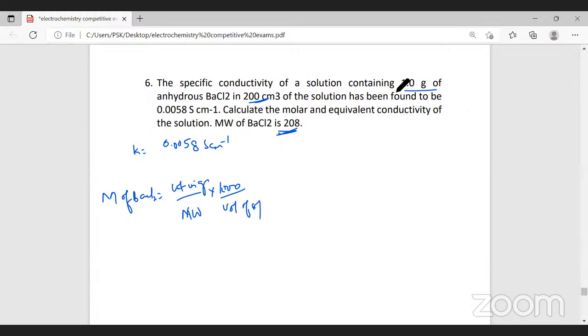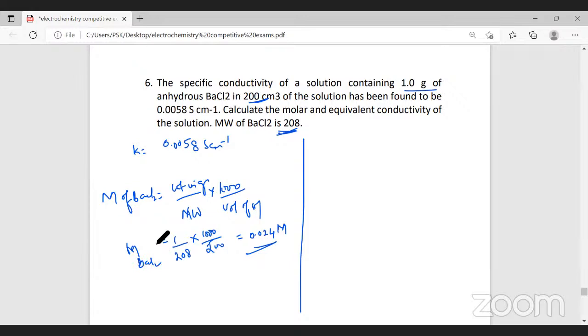So weight in grams, how much barium chloride are they giving? They've given barium chloride to be 1 gram. Molecular weight of barium chloride is 208, into 1000. Volume of the solution, what's that? They've given 200. So if you simplify this, the molarity of barium chloride, you will get it as 0.024 molar. This is the molarity of barium chloride. This is the first part of the problem.